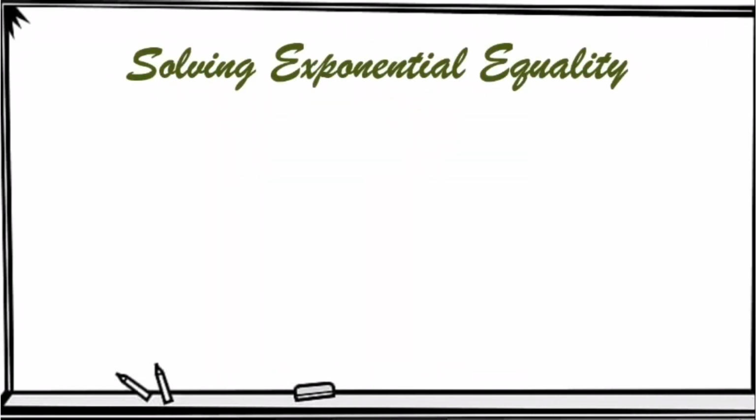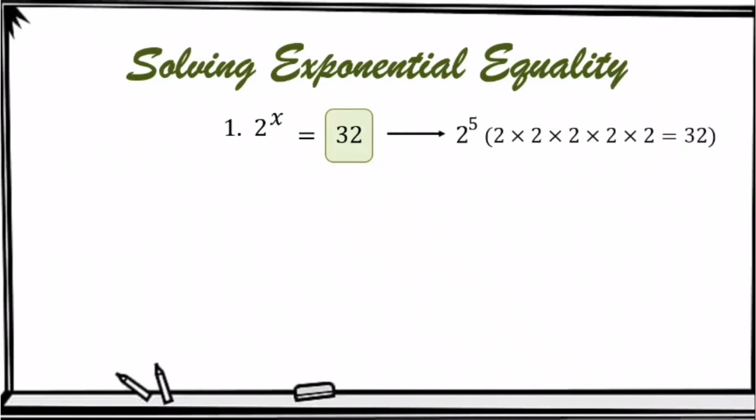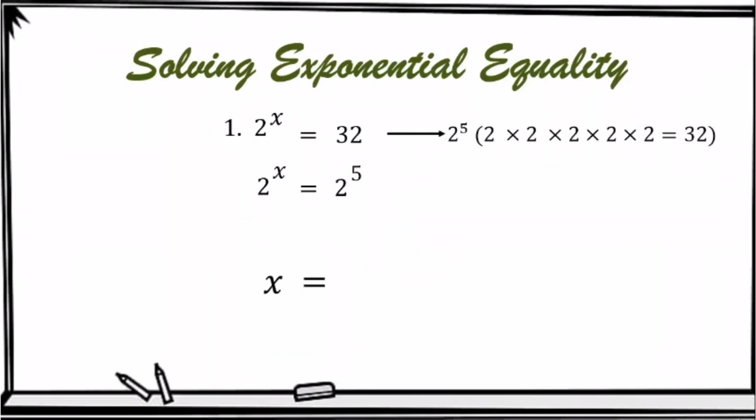Let's have number 1. We have given 2 raised to x is equal to 32. Since our goal here is to have the same base, apply the property of exponential equality. Factor 32 as 2 raised to 5. Why? Because 2 raised to 5 is equivalent to 32. So our given equation now is 2 raised to x is equal to 2 raised to 5. Since our given equation have the same base, focus now on the exponent. Apply the property of equality for exponential equation. So we have x is equal to 5.